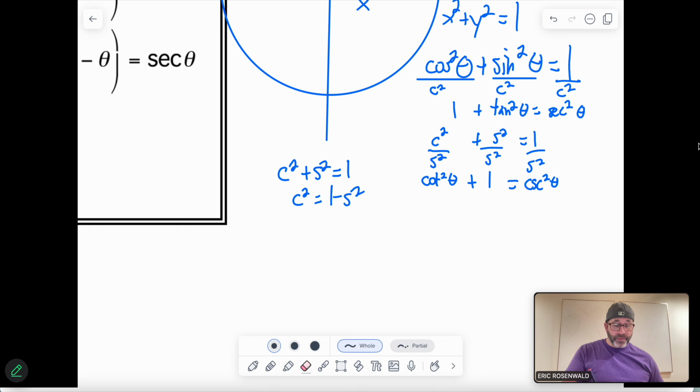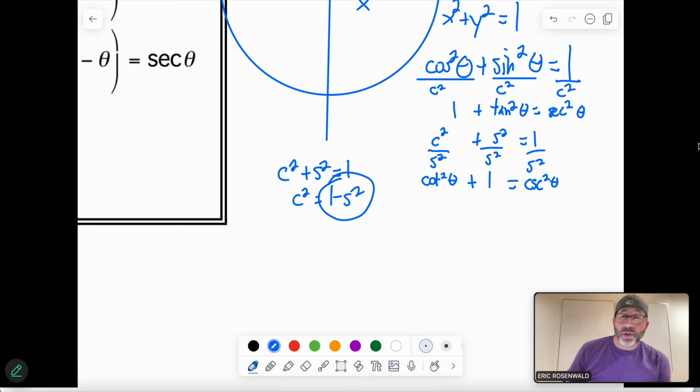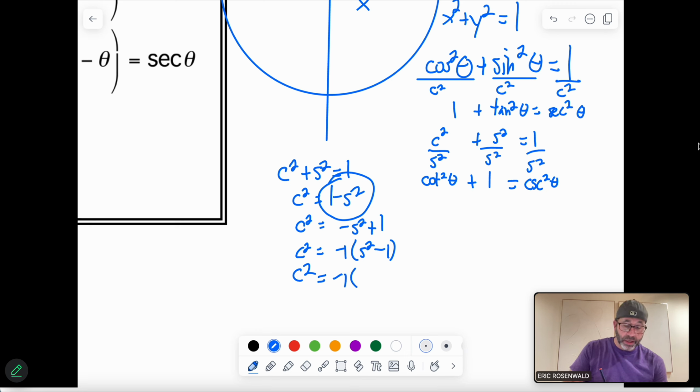In addition, one of the things to notice is a lot of times people don't like the way that this looks. And so you're allowed to take that and switch it around if you'd like. You can actually make this into a negative s squared and a positive 1. And then I can factor out a negative 1, and we're going to be left with s squared minus 1, which means that we have c squared is going to equal negative 1 times s minus 1 and s plus 1. So these are just some things that you could do to play around with the problem to get it to look the way you want.